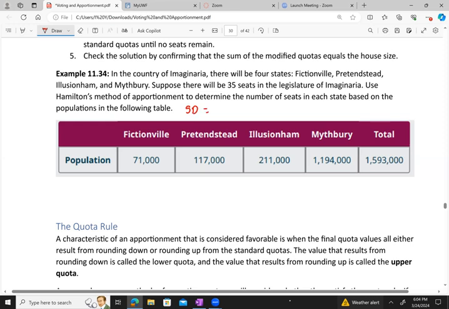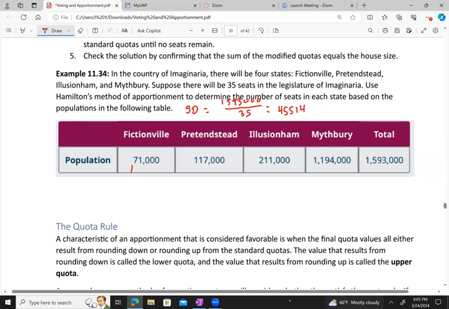we take the total population, 1,593,000, divided by the number of seats, and that comes to roughly 45,514. Then, to find each state's standard quota, we divide the population by the standard divisor.